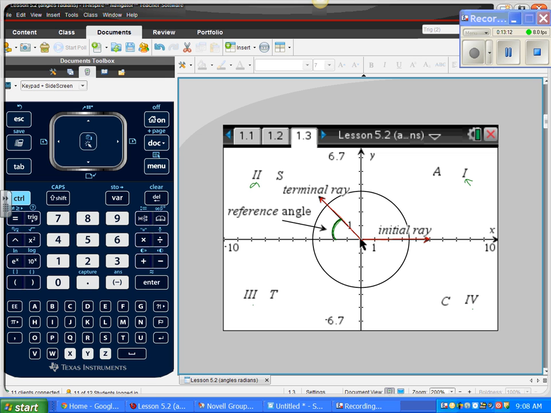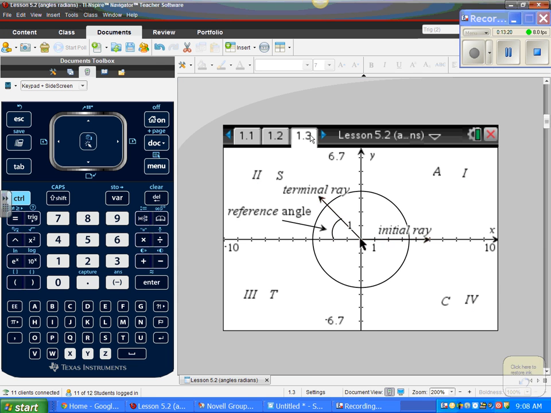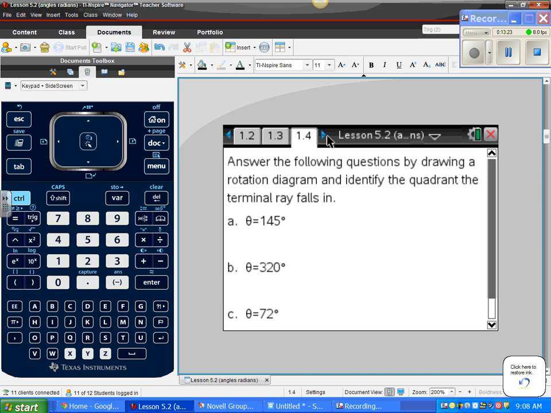All right. You guys feeling okay so far? This is totally different from anything we've done all year, right? Yeah. Okay, so let's do some practice. Answer the following questions by drawing a rotation diagram and identify the quadrant the terminal ray falls in. Notebooks are going to be very important. You're going to be doing a ton of drawing. So 145 degrees, that's the one we're going to start with. By the way, has anybody ever seen this symbol before?